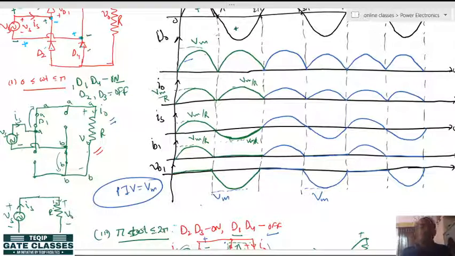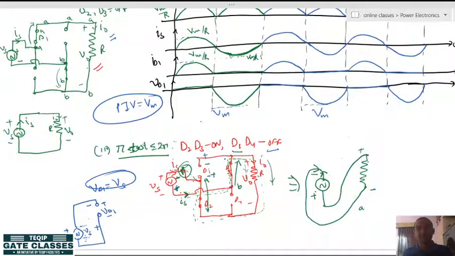So, now if you want to find out the average output voltage and RMS output voltage, you can see that its time period is pi, take any value, time period is pi. So, I am just writing it directly, you have to prove it, that V naught average, its value will be 2 Vm over pi and its RMS value will be Vm by root 2.